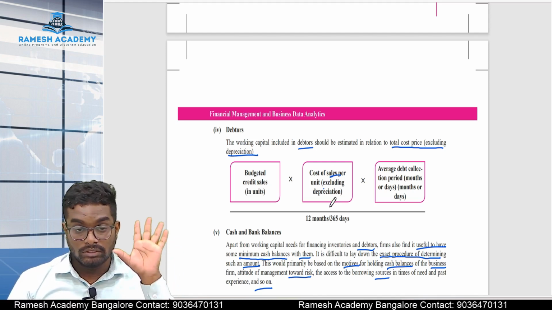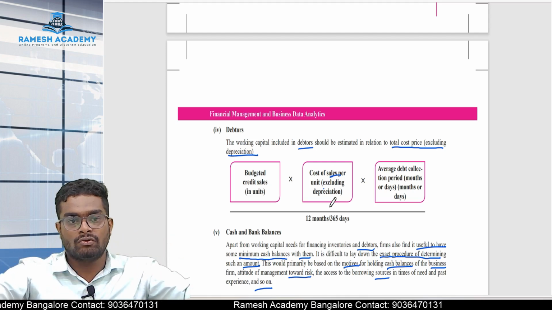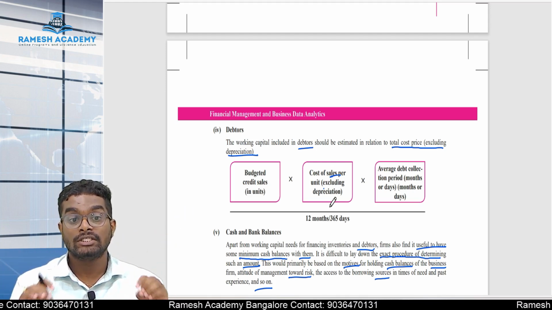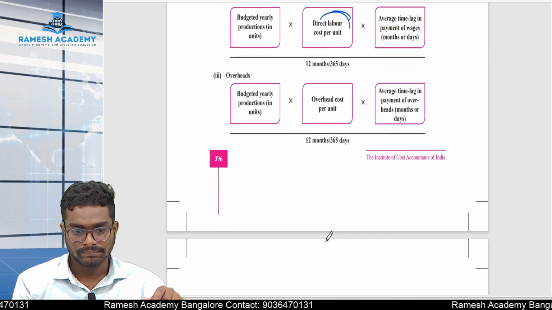So the main underlying assumption is that the production, the sale, everything will be even throughout the year. So there will be no changes, which means there will be no fluctuation in between. Okay.